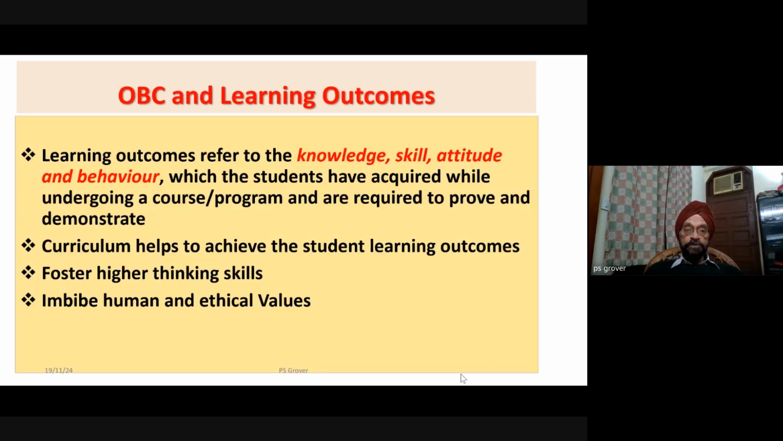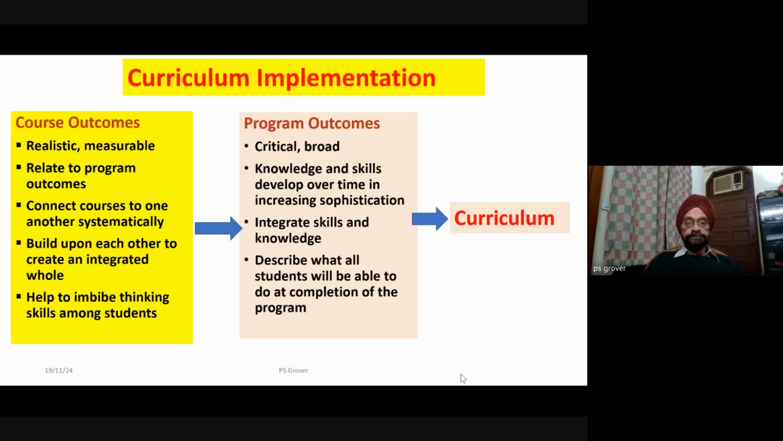So in outcome-based curriculum and learning outcomes, as we mentioned earlier, they are knowledge, skill, attitude, and behavior. So curriculum helps to achieve all these things. Nowadays, the emphasis is on curriculum which fosters higher thinking skill and leads to imbibing human and ethical values among the students. So which means the outcome-based curriculum that we design now should have focus on these attributes.